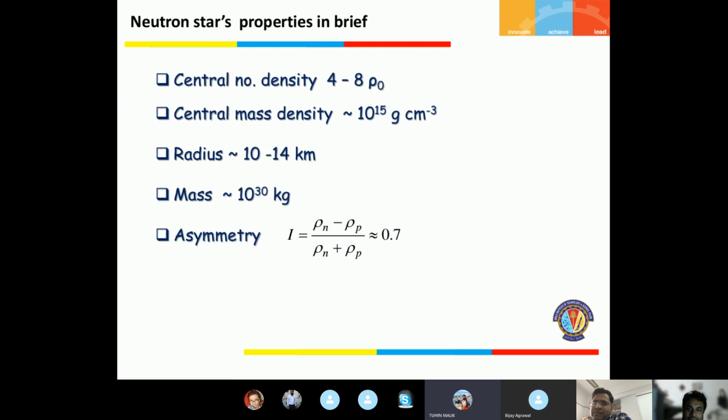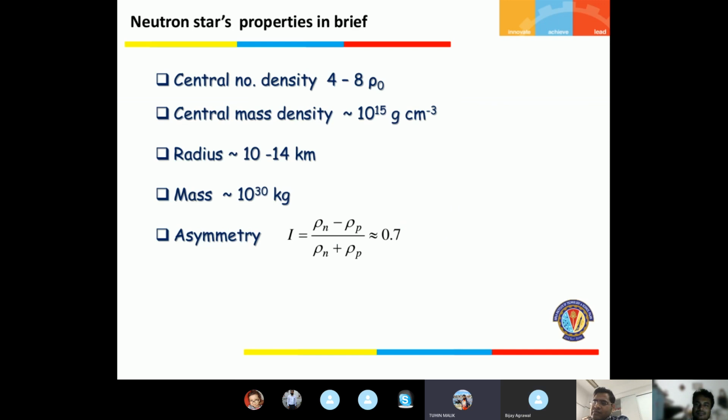And what are neutron star properties in brief? A neutron star is a very compact object, and the central density of the star is 4 to 8 times the saturation density, with a central mass density of the order of 10^15 gram per cubic centimeter. The radius is of the order of 10 to 14 kilometers, and the mass is of the order of 10^30 kg, and the asymmetry is very high, of the order of 0.7.